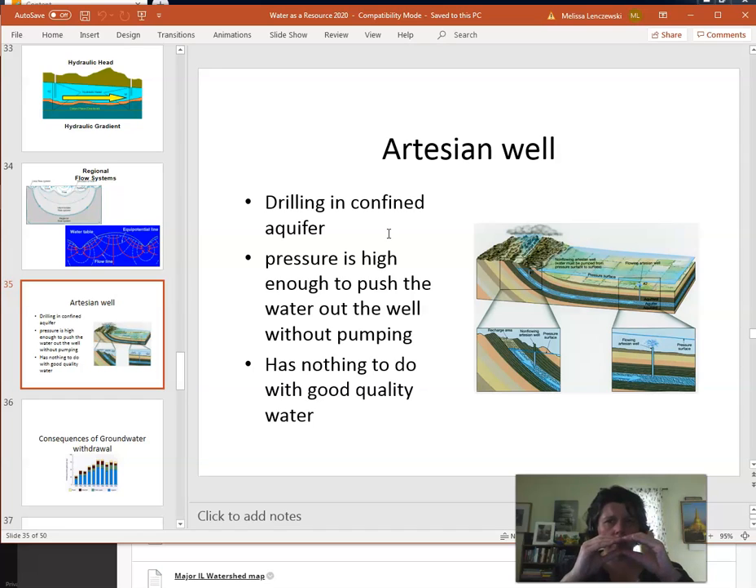But it's under pressure. Contaminants still can get into it. I talked about drilling wells improperly. What happens if we had a well that isn't grouted all the way through that? We can get contamination flowing between two different aquifers. So that can happen.